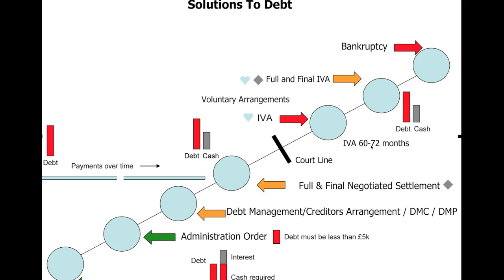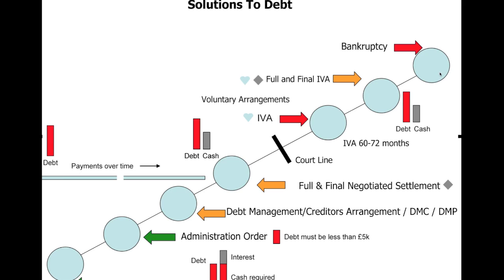We've got the court line here, and of course we talked about the IVA, which is between 5 and 6 and 7 years. But what's not talked about a lot is full and final IVAs, and the reason that insolvency practitioners don't talk about this is they've got less fees than on an IVA, but it is an option. If somebody can actually get some lump sum, some cash, then they can actually do a full and final IVA.